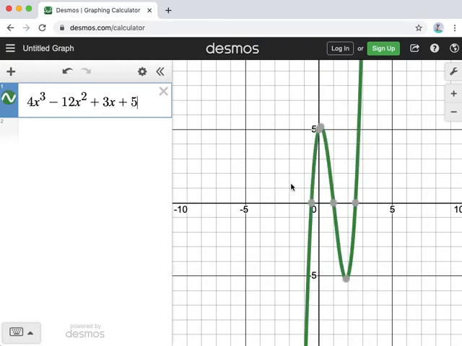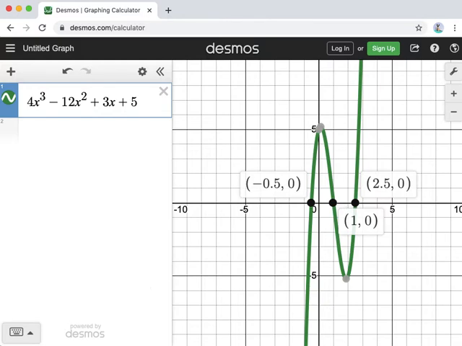So if you move your cursor over little dots and you click it, you can see this is -1/2. This is 1. And this is 2.5 or 5/2. And so that graphically confirms that we found the solutions, or what is also known as the zeros, of this particular problem.